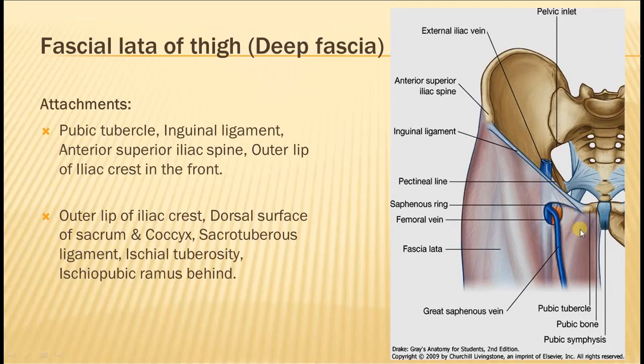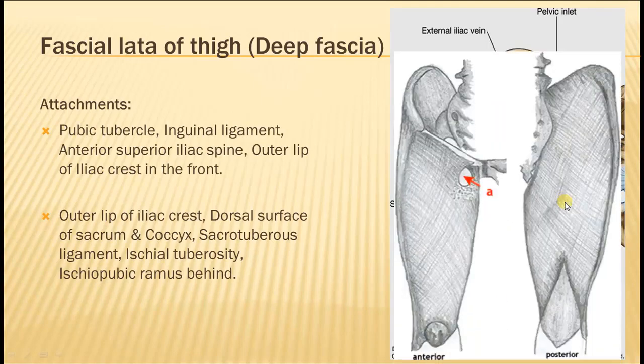Now, the region where it is getting attached to the pecten pubis or pectineal line, which is in front of the muscle pectineus, is somewhat at a more inferior plane. So the whole fascia lata is at one plane and the upper medial part is at the inferior plane. We will also come to see that after some time. So that is the fascia lata of the thigh for you, how it completely invests the thigh.